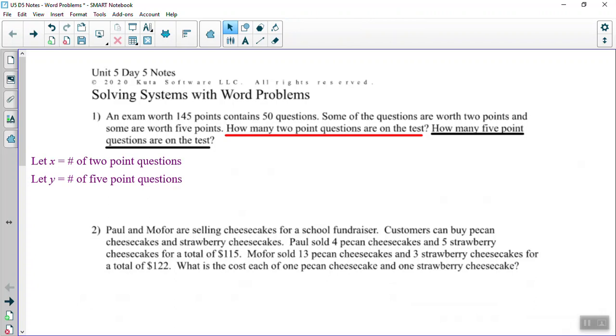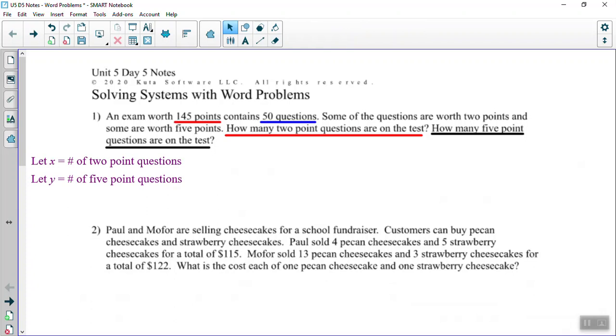All right, so an exam that's worth 145 points contains 50 questions. Some of the questions are worth 2 points and some are worth 5 points. We're going to start with this one here. An exam is worth 145 points. So how are we going to get to those points? We'll come to that. And then we have another one that contains 50 questions. I'm going to start with the 50 questions because that one might actually be easier to deal with. So how am I going to get to a total of 50 questions?